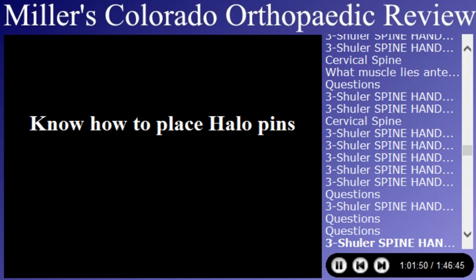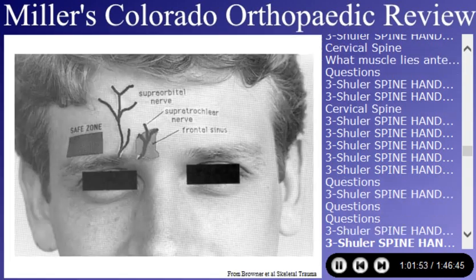Halo pins, halo pins, halo pins. It's going to be on there. Right here is a great diagram showing this, from Browner skeletal trauma. The safe zone is shown here. Next structure going medial is the supraorbital nerve. Next structure over the frontal sinus is the supratrochlear nerve.